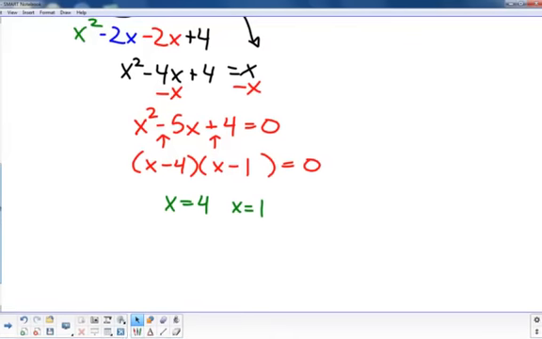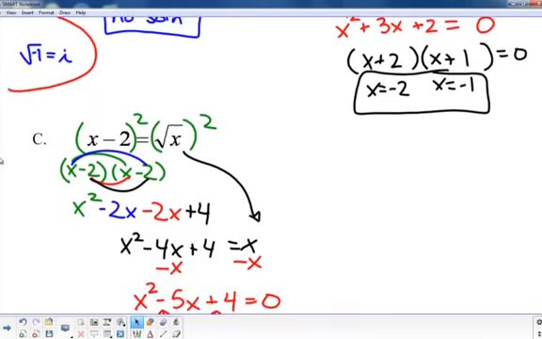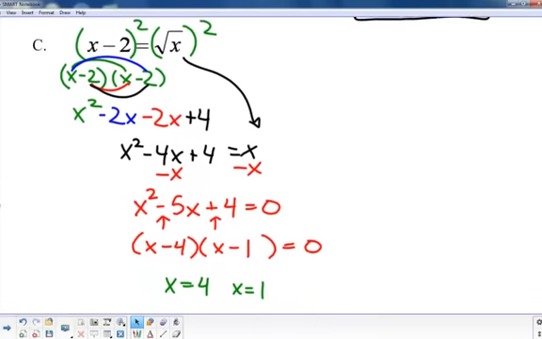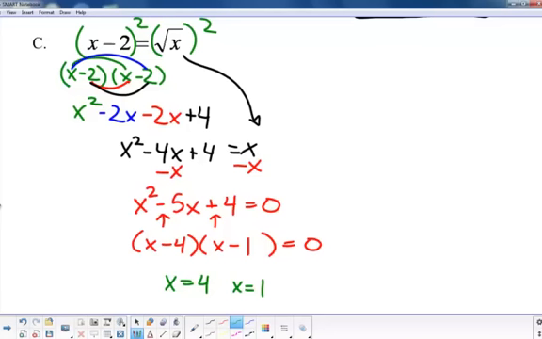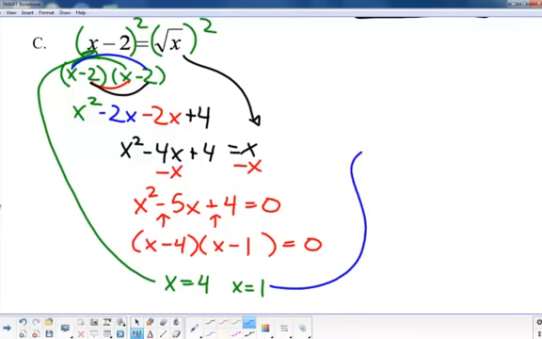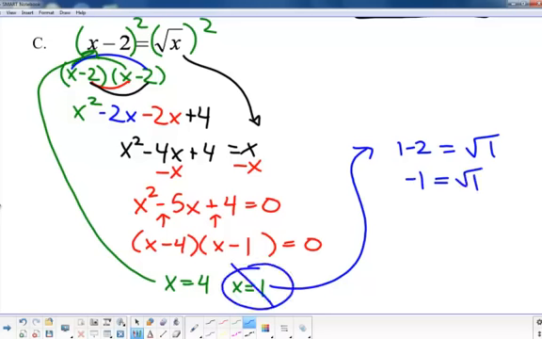And let's go back to both of these now. Remember how I said you really need to check your solutions? Well, let's check this one first. If I plug 4 into this, 4 minus 2 is 2, and the square root of 4 is 2. If I plug 1 into the problem, I would have 1 minus 2 equals the square root of 1. So I would have -1 equals the square root of 1. So 1 does not work. It's only 4 that works.